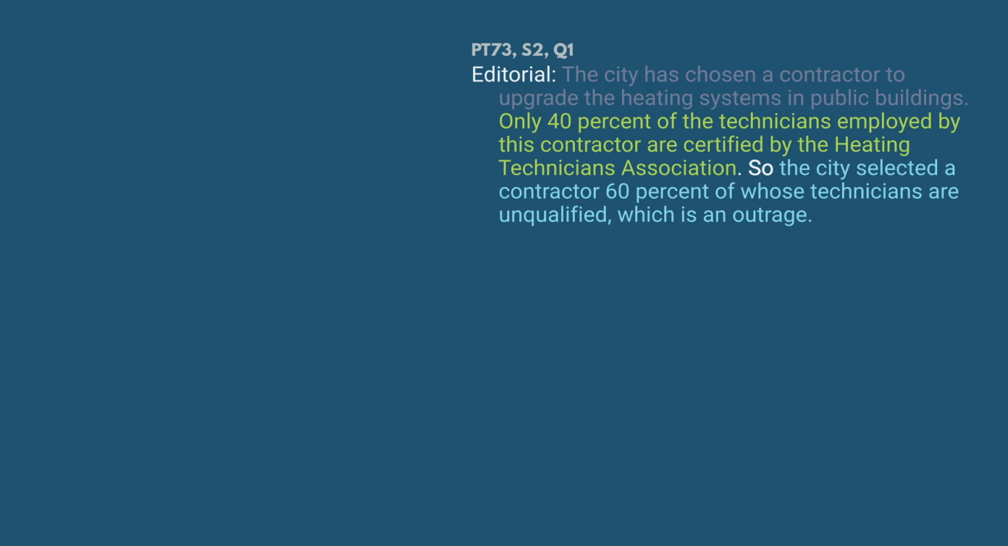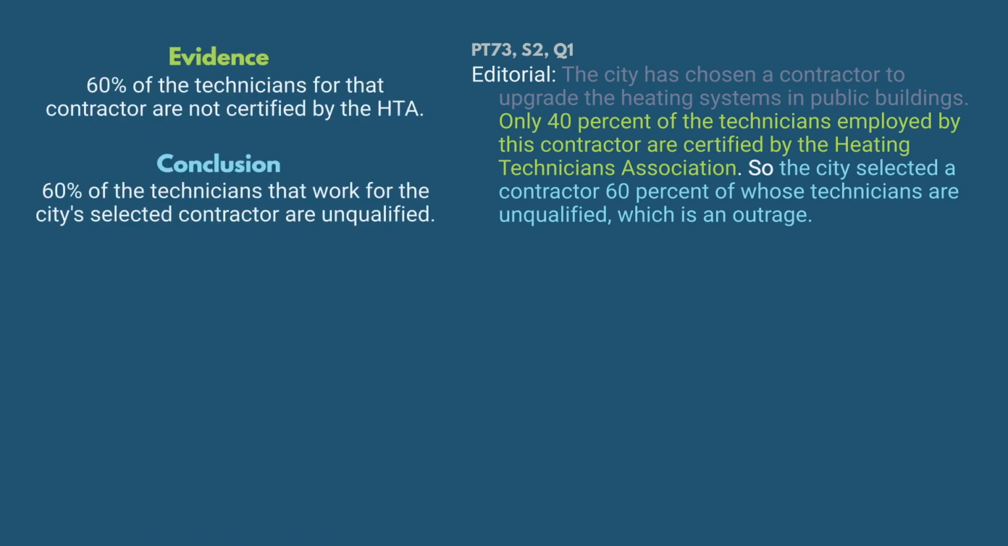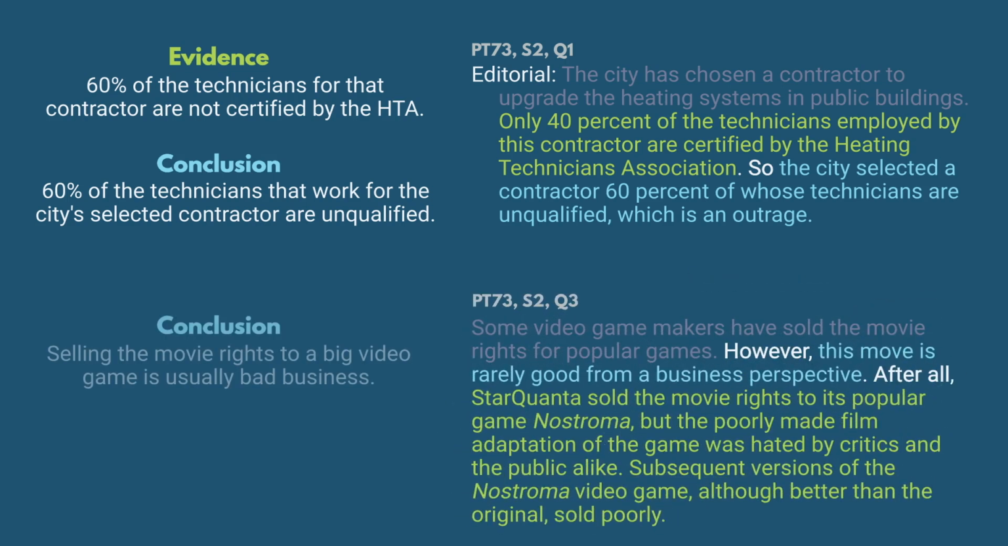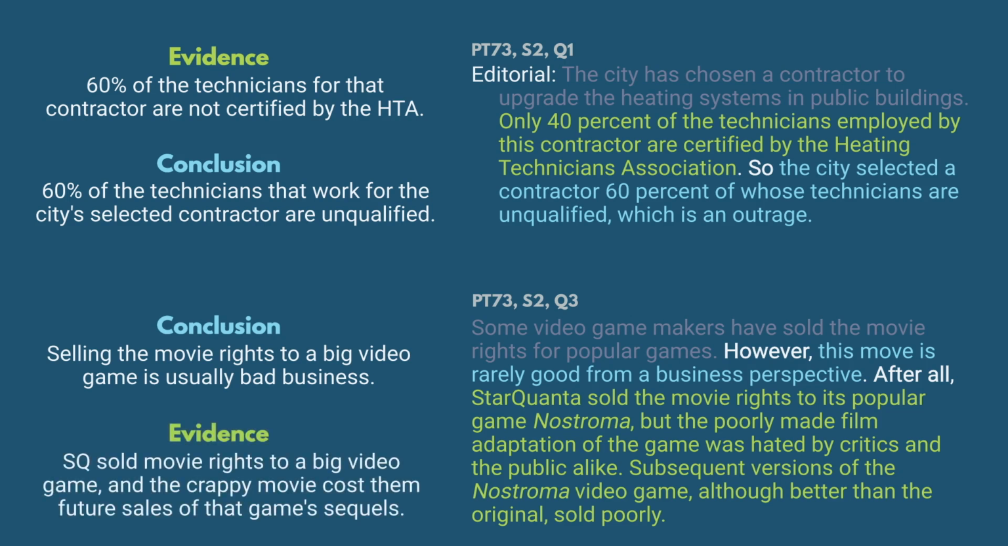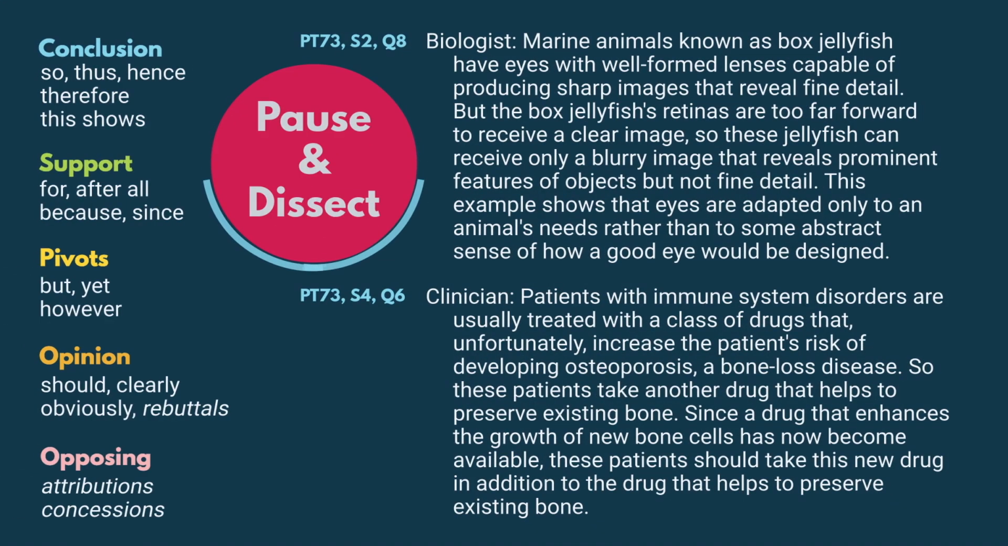Let's look back at the structure of those two arguments. The first one presented a statistic and then concluded something using the word so on the basis of that statistic. The second one actually starts with an opinion after a pivot and then uses after all to say, here, let me support that opinion. Let me show you why you should believe that conclusion. Let's pause the video one more time and try dissecting these two arguments.